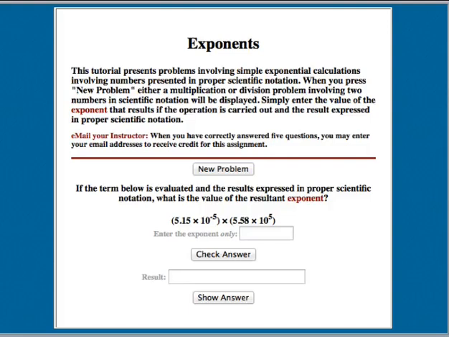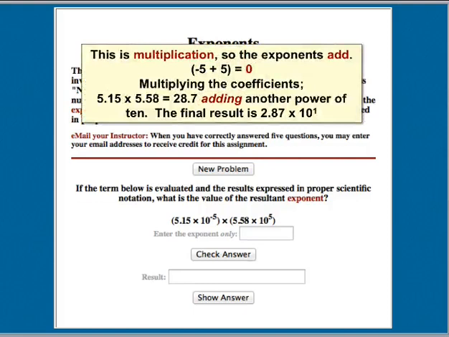We have 10 to the minus 5th multiplied by 10 to the plus 5th. When you multiply, exponents add. Okay? Exponents add. So, plus 5 minus 5, that's a 0. Next, you look at the coefficients. Basically, you have 5 times 5. That's 25, isn't it? Now, that's going to give us 1 extra power of 10. So, the exponents gave us 0, and from our 25, or actually 28.7, we get 1 more power of 10. So in the final answer, our exponent is 1. Right there.